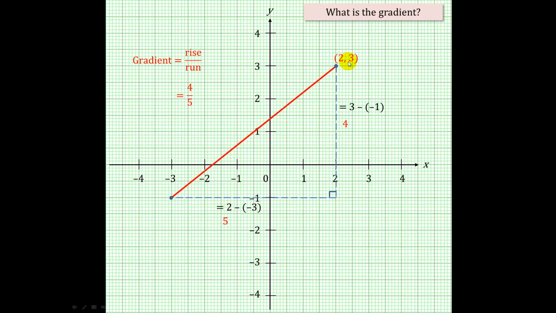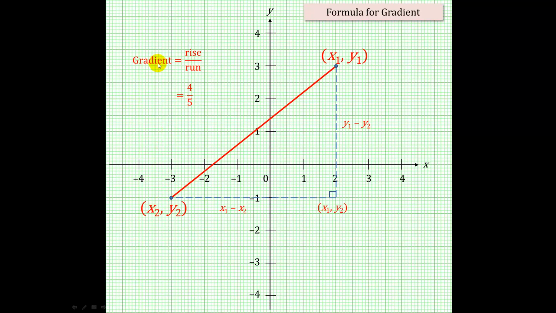The coordinates of these 2 points are 2, 3 and negative 3, negative 1. And hence this point here will be 2, negative 1. Using this as an example, we shall now find the formula for gradients. Let's call this first coordinates x1, y1 and this coordinates x2, y2. And hence this point here will be x1, y2. The rise will be given by y1 minus y2 and the run will be given by x1 minus x2.